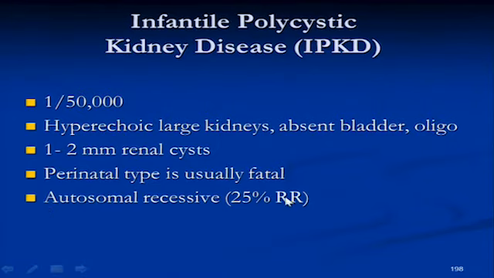So we said the adult type is autosomal dominant. This one here is autosomal recessive, with a risk of recurrence of 25%. The earlier you diagnose it, the more severe the lesion is. So the perinatal type, in the fetus or newborn, is usually fatal. The adult type is not, because it shows up later in life, in adult life.